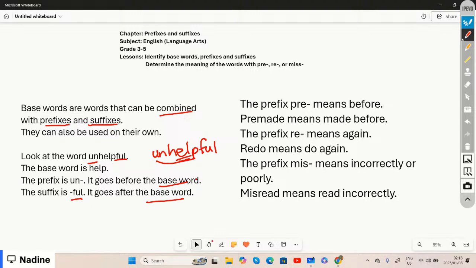And we say that once we add the prefix at the beginning of the base word or before the base word, and once we add the suffix which comes at the end of the base word or after the base word, then it basically changes the meaning of the word. So knowing the meaning of the prefix or of the suffix is important in order for you to know in case the wording changes.